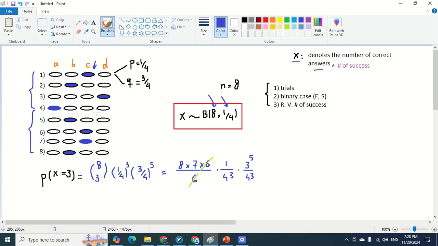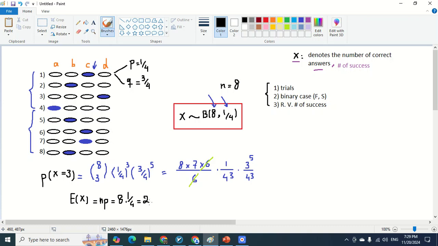Let us see if our conclusion over here is correct by the numbers or not. The expected value of X, this random variable, or the number of successes, or the number of correct answers to that question, is equal to n times p. And n over here is 8, and p is equal to 1 over 4. So 8 times 1 over 4, as we expected, is equal to 2. So 8 over 4 is 2.